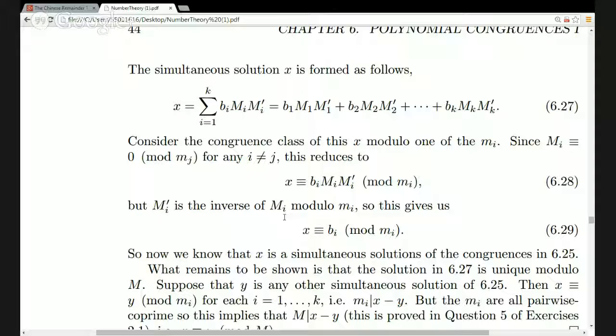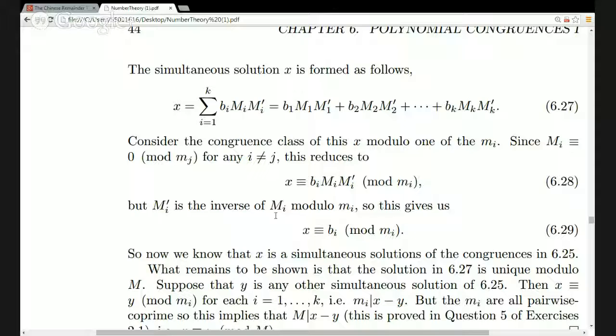So this number x is constructed in such a way that when you look at it modulo mi, everything falls away except the bi. And that works for each i. That's the neat thing about it. So that's the proof that there are solutions that the theorem talks about. The only remaining thing is to address the uniqueness. Okay? That's that last paragraph there.